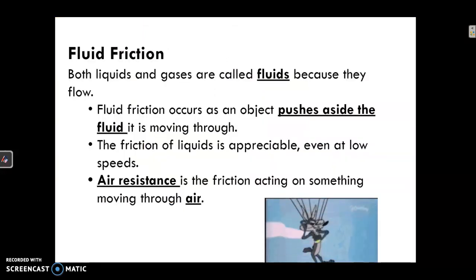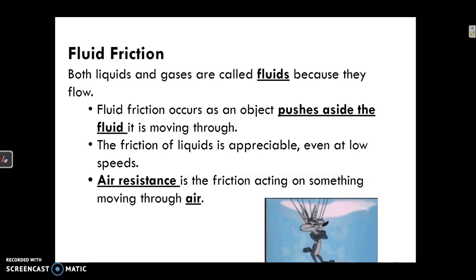Let's talk about fluid friction. Okay, so most of you had the idea that fluids were only liquids. And I would say that was a pretty good idea, but it was only half of the idea. Because fluids are both liquids and gases. A fluid is considered anything that flows. So again, it could be like air or it could be like water, right?